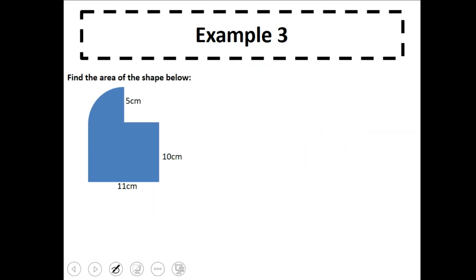Okay, your next example is different from the previous 2. So same method, split the shape up first. What I'm going to do is I'm going to split the shape up from here. So what I have now is a quarter of a circle, and I know my radius is 5. And I have a rectangle as well.